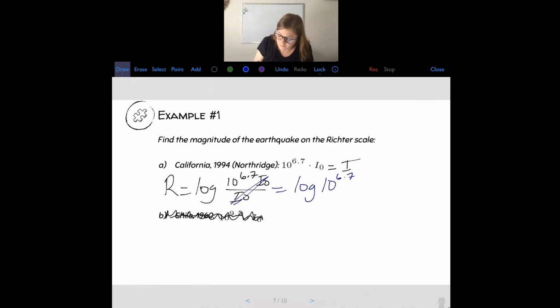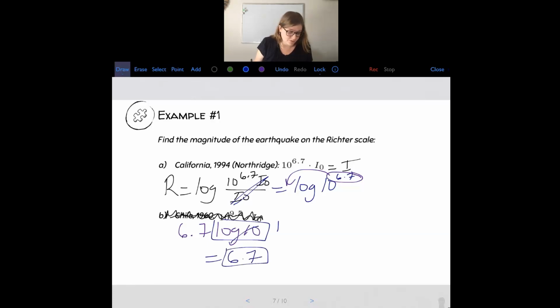Using the power rule, the 6.7 comes down in front, so we have 6.7 log 10. Remember that log, when it's just written as log, the base is assumed to be 10. So log base 10 of 10 is just 1. So the answer here, the magnitude of this earthquake would be 6.7. When you hear the magnitude on the news of an earthquake, this is what it's referring to.